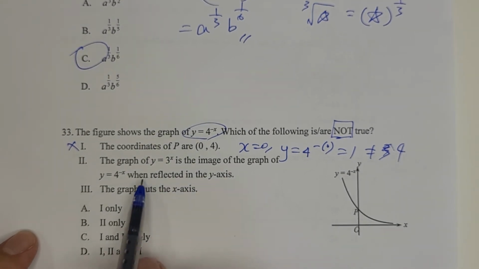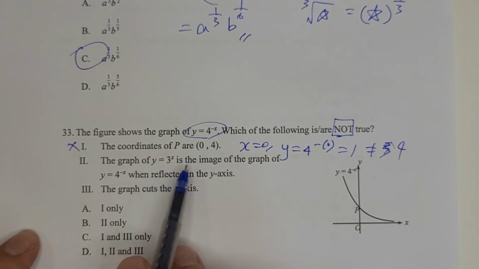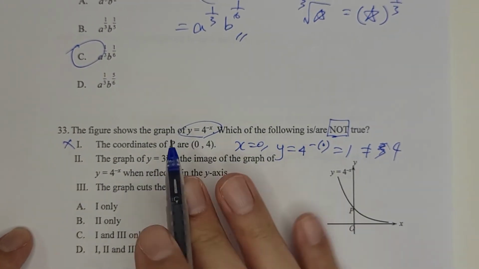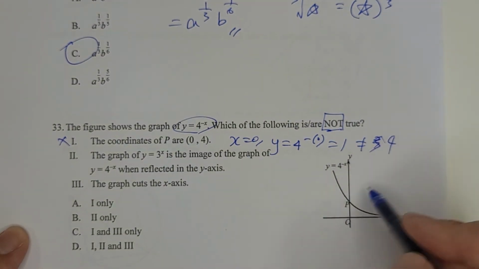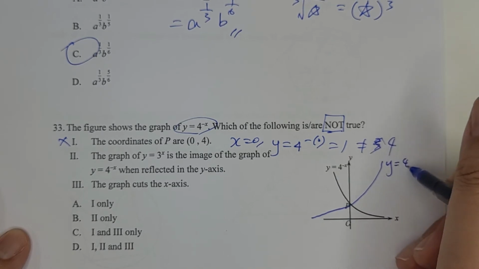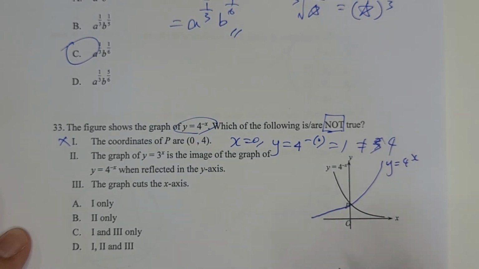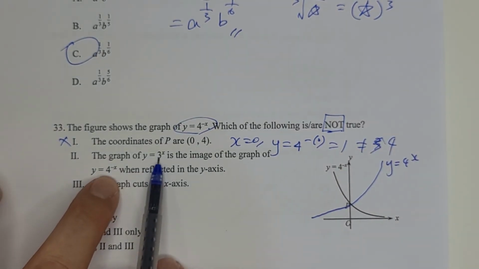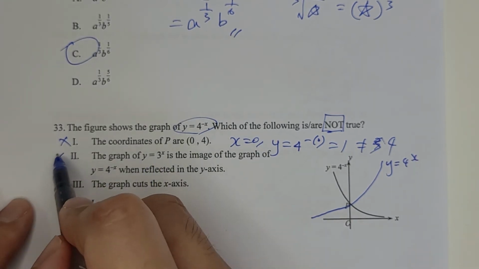Okay? The graph of y equals 3 to the power x is the image of this one when we reflect along the y-axis. When you do the reflection, the new graph will be 4 to the power positive x, not 3 to the power x. Also, these two bases are not the same. They are not relevant. So, statement 2 is not correct.